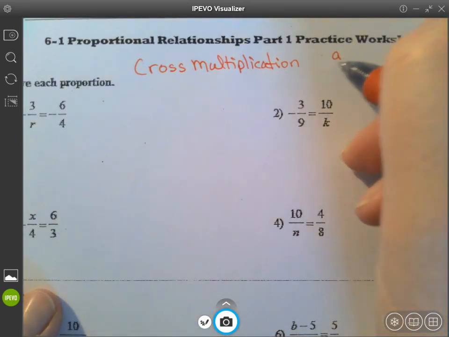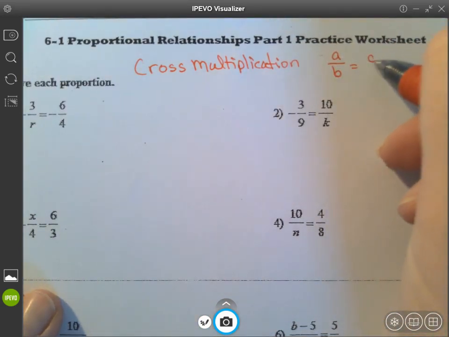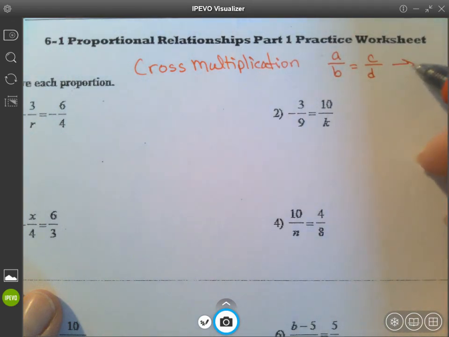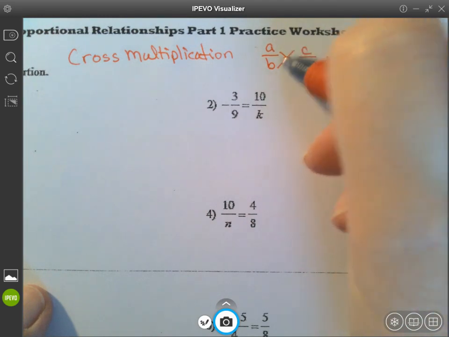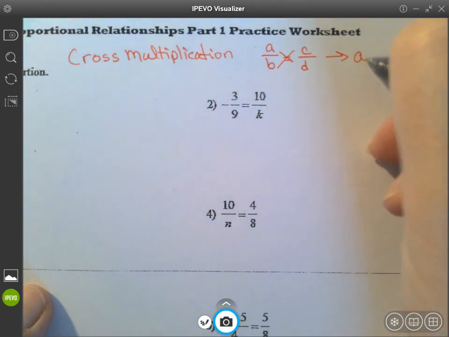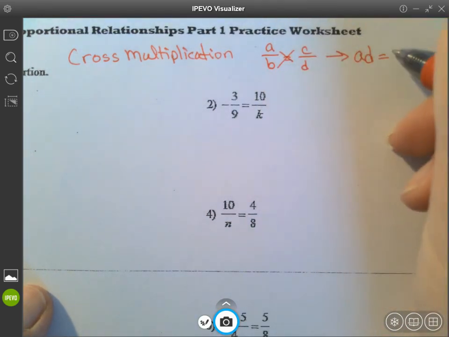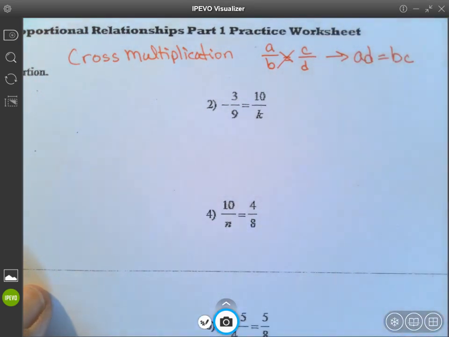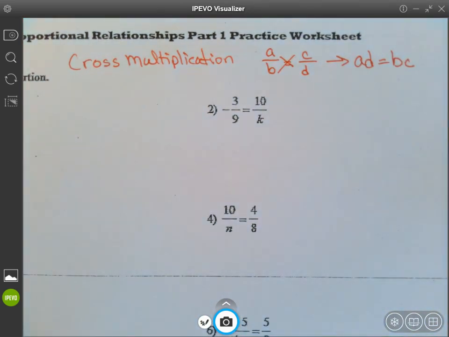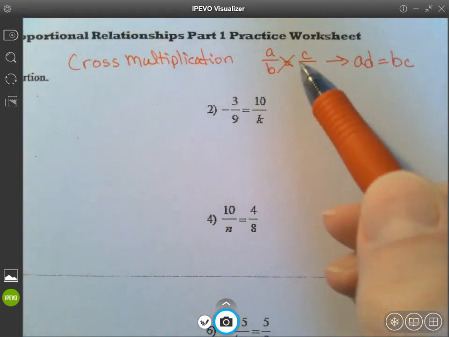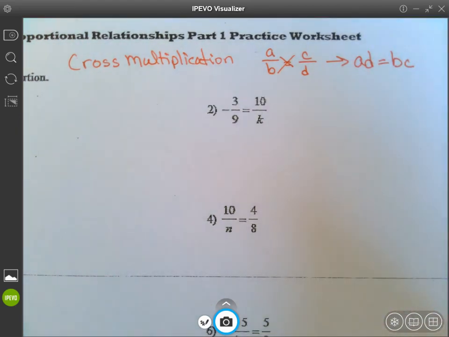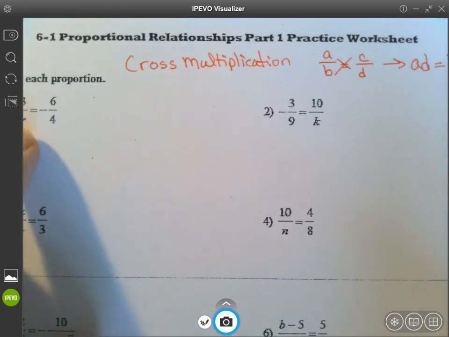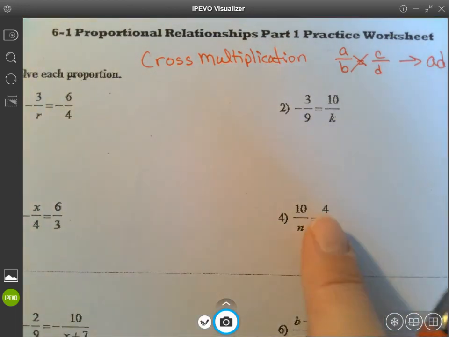So for example, if you have a over b equals c over d, when you cross multiply, you make this x pattern. And so you take a times d and you say that is equal to b times c. Okay, so you crisscross again, a times d equals b times c, and then you would solve for the unknown pieces. Now we're starting off on number 1 with these negative signs, so I'm actually going to jump to number 4.